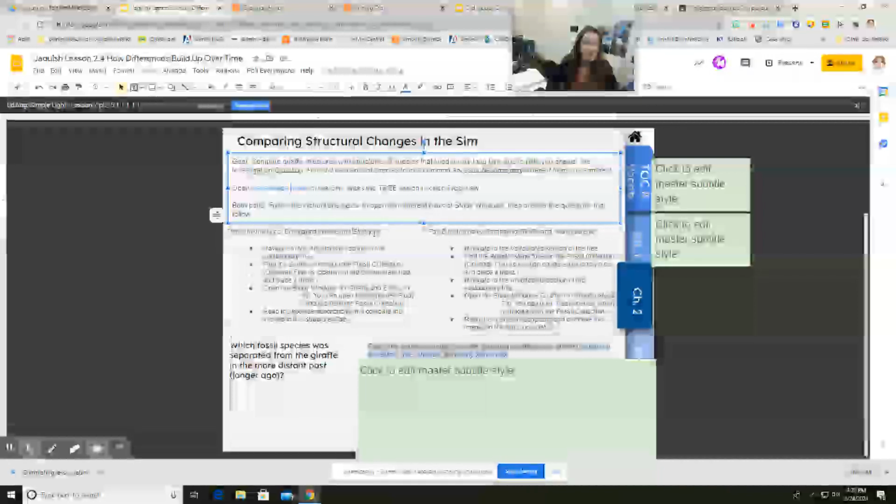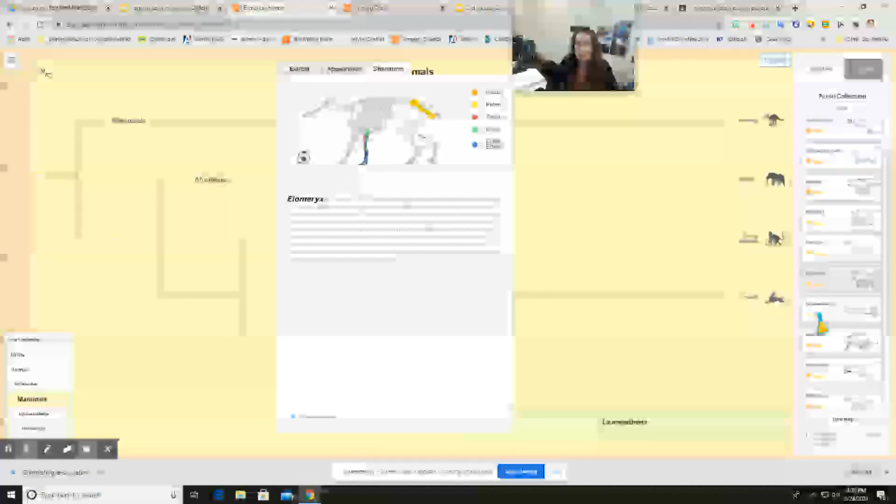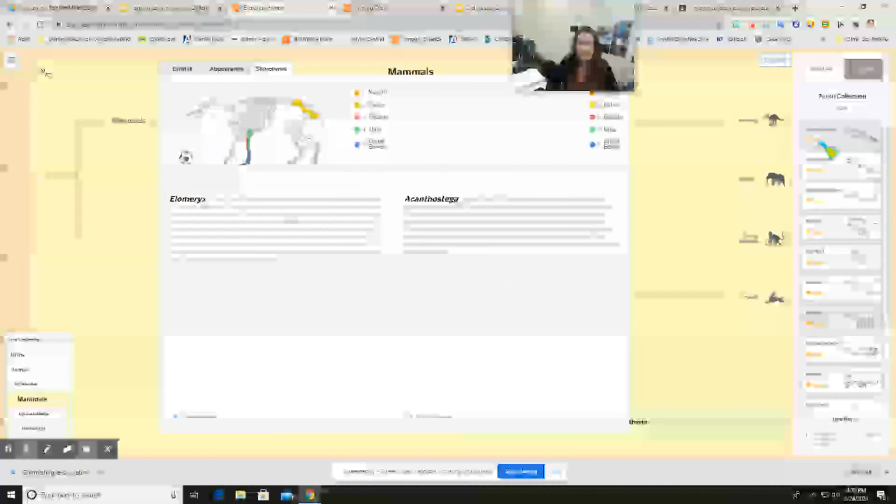So compare the giraffe with the Elamerex, and then compare the giraffe with the Ancythogeus. Yes, I do enjoy destroying these names on a regular basis and pretending that I know what I'm talking about. I do know what I'm talking about, okay? All right, here's the other one. What? What? That's going to be a crazy comparison.